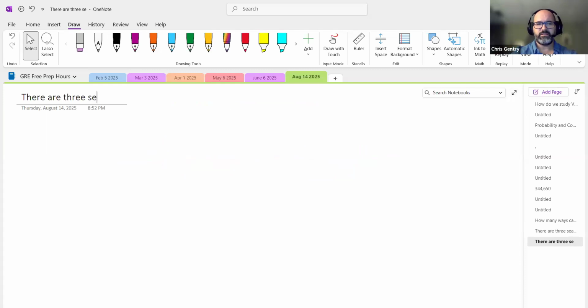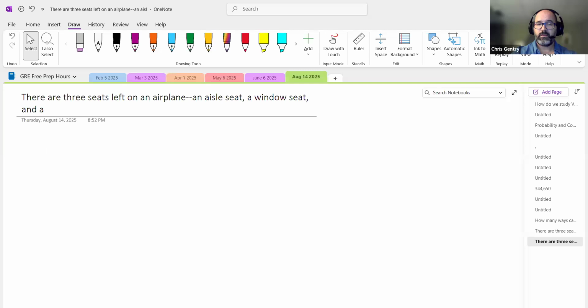There are 3 seats left on an airplane, but this one's going to be a bit of a twist here. An aisle seat, a window seat, and a middle seat. 6 people want the seats. Again, how many combinations? Everyone take a moment. Give this one a try.